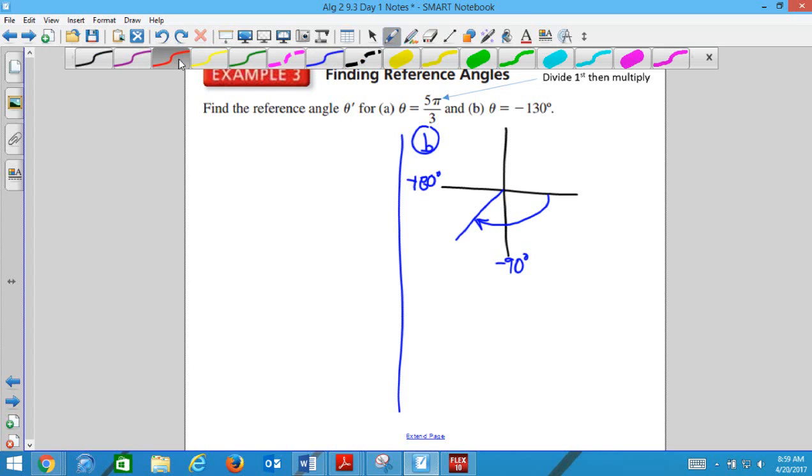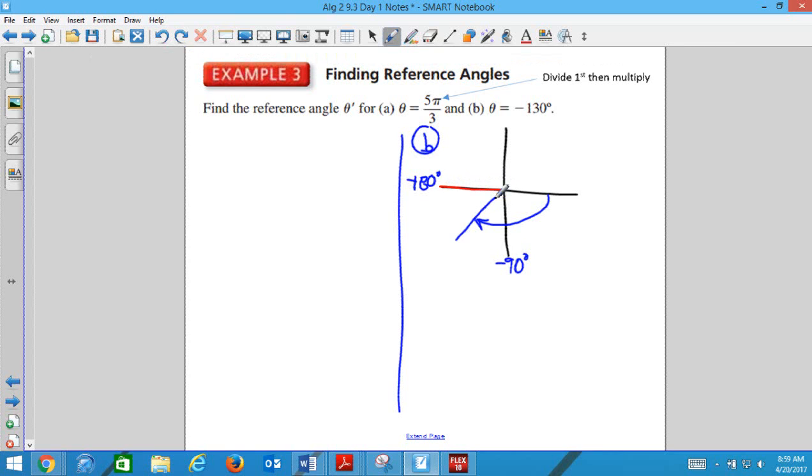The reference angle connects to the x-axis in the origin. It's a positive number. It's between 0 and 90. So what I'm thinking here is, how much do I have left to get to 180? 50? Yay, math. So they call the reference angle theta prime because it's not the actual theta, it's a reference from the theta. So theta prime is 50 degrees. So I'm just thinking how much left to get to the x-axis. That's what I'm always thinking, is how far away it is from the x-axis.